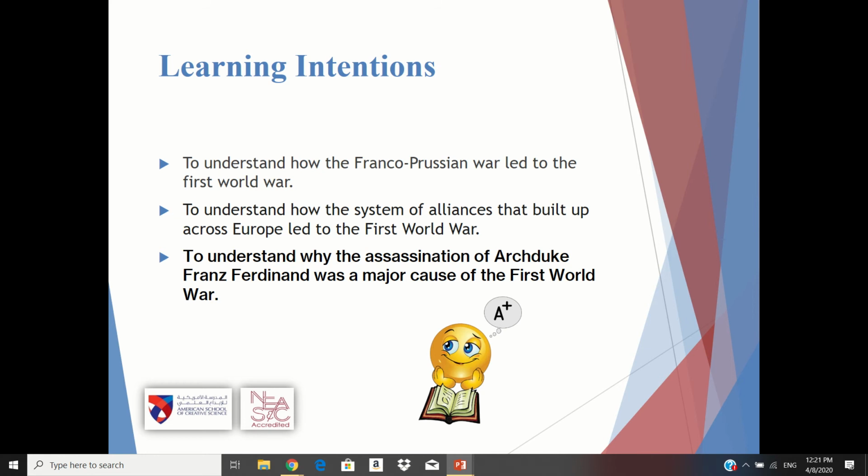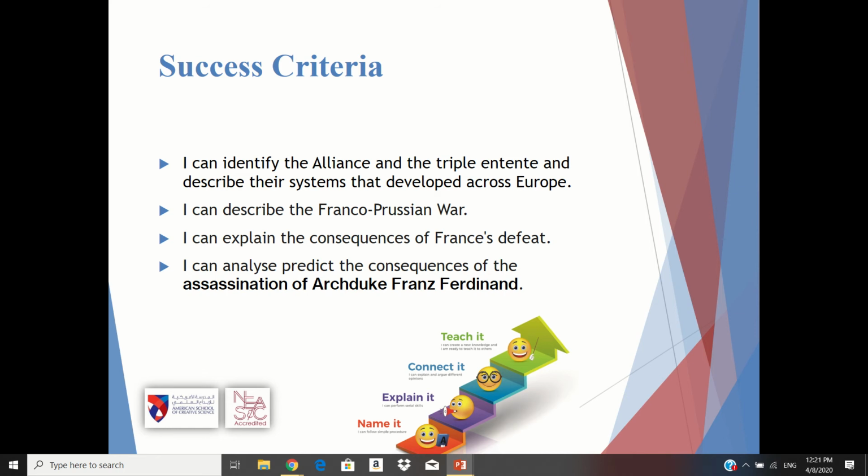The learning intentions: to understand how the Franco-Prussian War led to the First World War, to understand how the system of alliances that built up across Europe led to the First World War, to understand why the assassination of Archduke Franz Ferdinand was a major cause of the First World War.